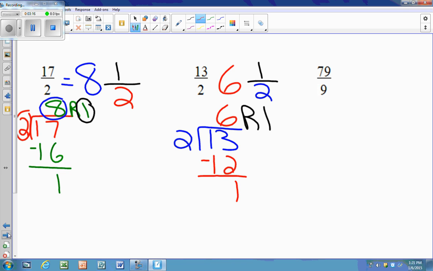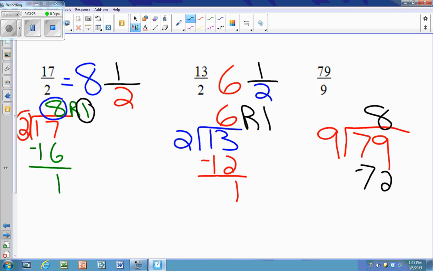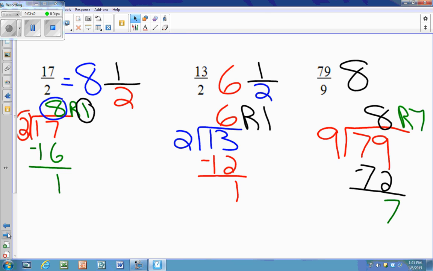On the last one, I have 9 going into 79, and I know that 9 can go in 8 times with a remainder of 7. So I know that 8 was the whole amount of times that it went in. I had 7 left over out of 9. And that is how I turn an improper fraction into a mixed number.